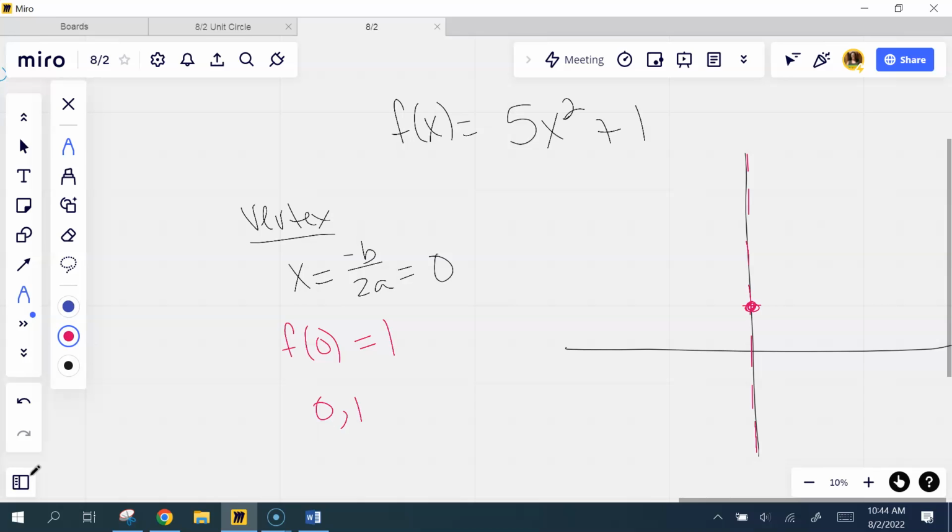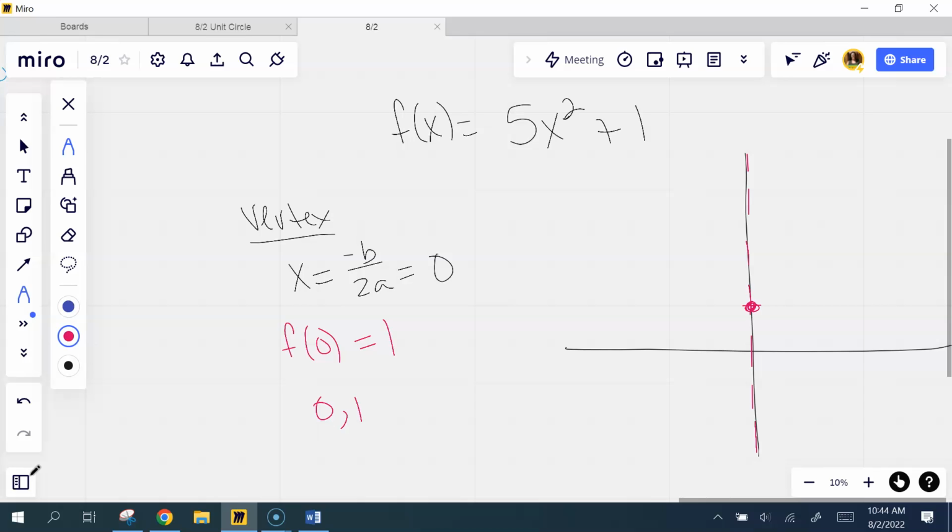Now I need my easy point, but I can't use the y-intercept as my easy point because that also happens to be my vertex. So I need an x that I can use. What do you suggest? 5. Why might I not want to use 5? I'm glad you said that because that's good. If I put 5 in here, what's 5 squared? 25 times 5, plus 1. Holy cow, I'm not counting up to 126. You see why I want to stay close?